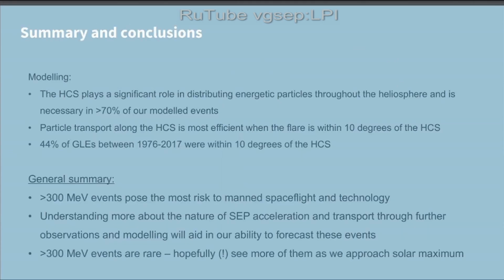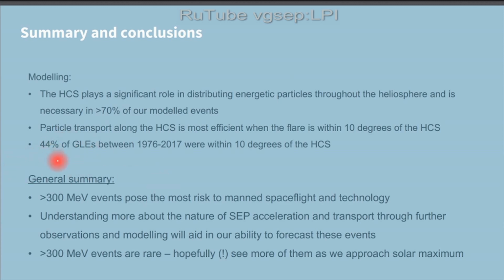So just wrapping up, the conclusions from the modelling side of things: the current sheet plays a significant role in distributing energetic particles throughout the heliosphere, and it's necessary in over 70% of our modelled events, so over 70% of those GLEs in that table. The particle transport along the current sheet is most efficient when the flare is within 10 degrees of the current sheet. The events where the current sheet was less relevant were the events where the flare was further from the current sheet. This was the minority of events.